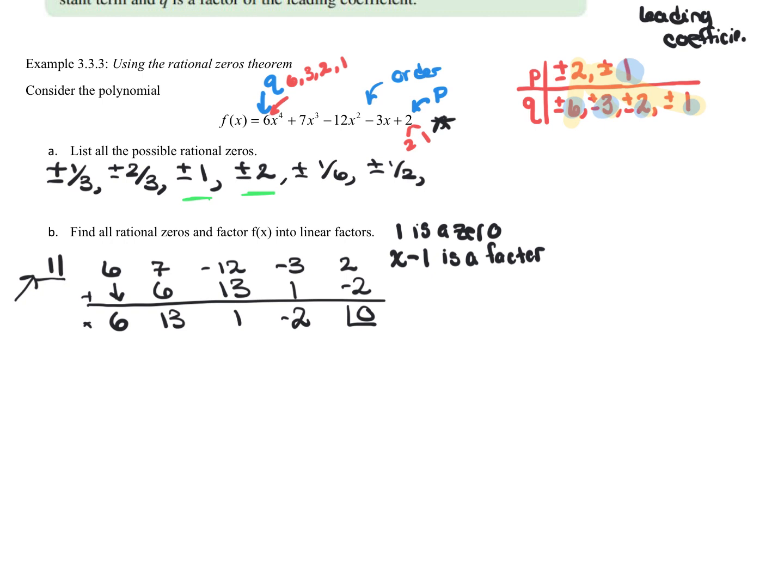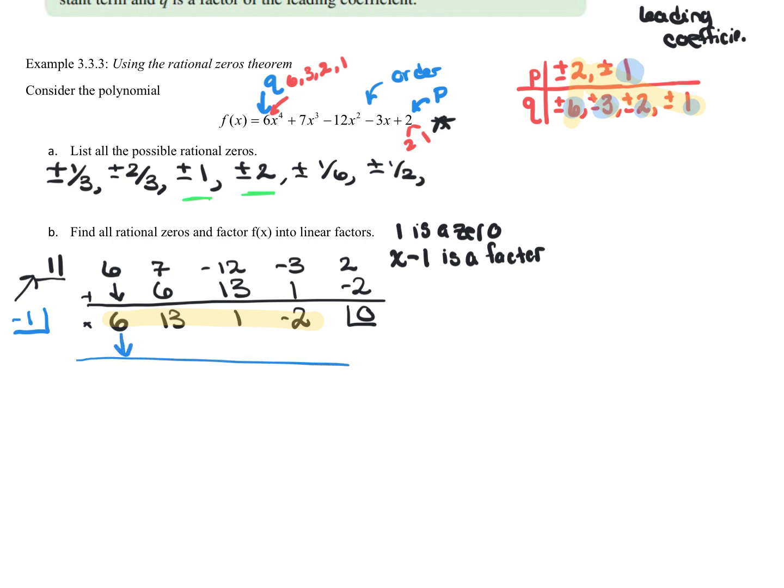So now it says I have to find all of the linear factors. What I'm going to do is start using these new numbers, and try to find another 0 that works. Now, it could be that 1 works again. It may not. So I'm going to try -1. I'm just going to draw a new house and do -1.